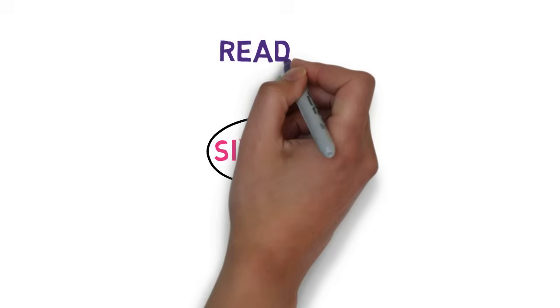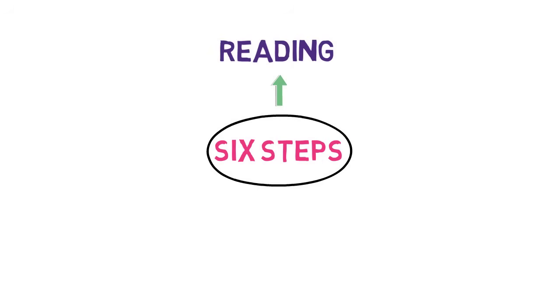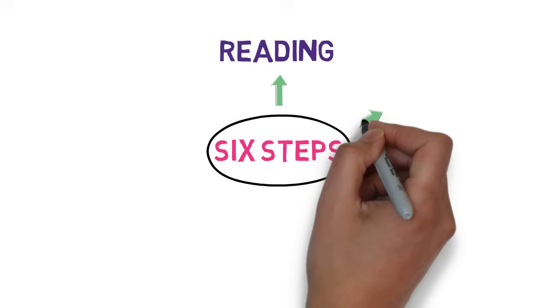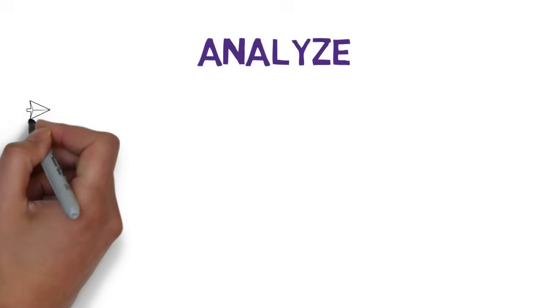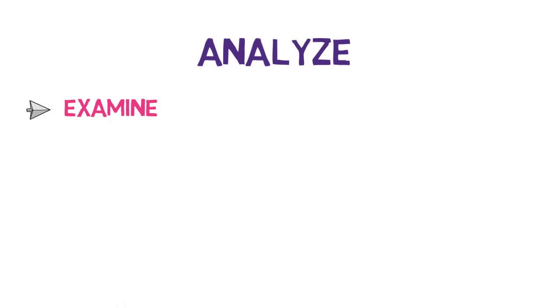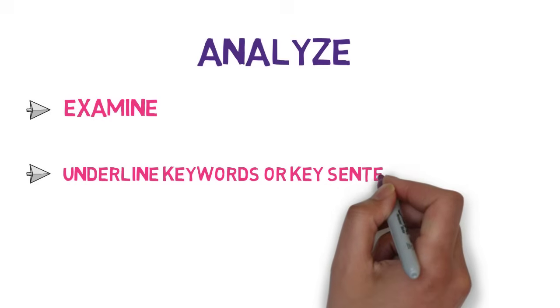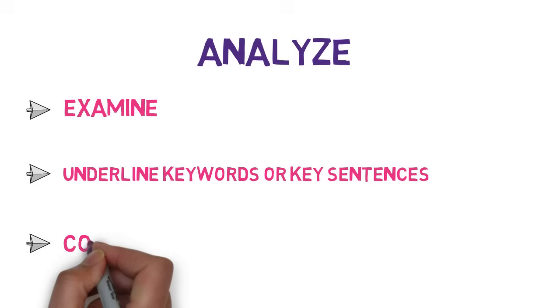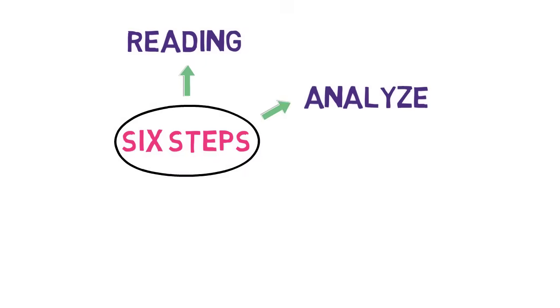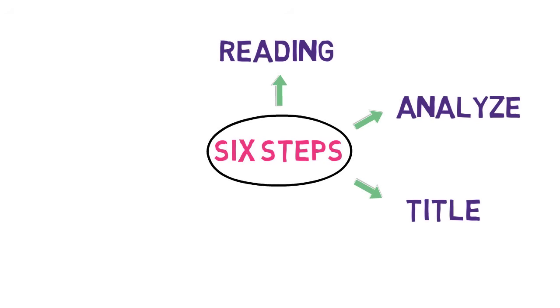Step number 1, reading. First, carefully read the passage, if necessary, several times, understand clearly its main theme or general meaning. Step 2, analyze. Examine the passage in detail to make sure of the meaning of each sentence, phrase or word. Underline or highlight all the important keywords or key sentences. And count the words in the passage. Number 3, title. Supply a short title that will express the subject or main idea of the passage.